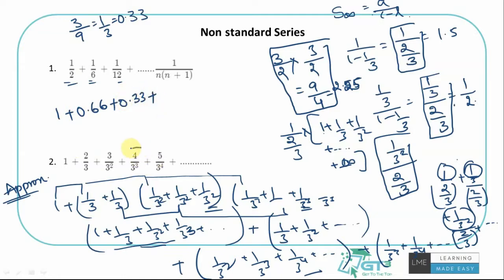What about 4 by 3 cube? That is 4 by 27. It's approximately 0.15, I would say. I'm just taking 40 by 27, that will come as 1.5, something like this. So approximately 0.15 is a decent estimator.